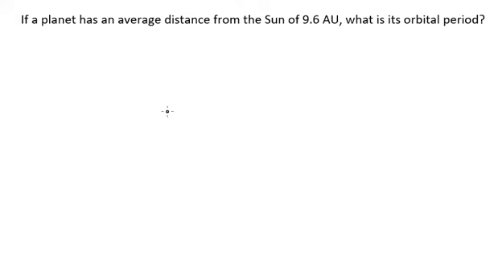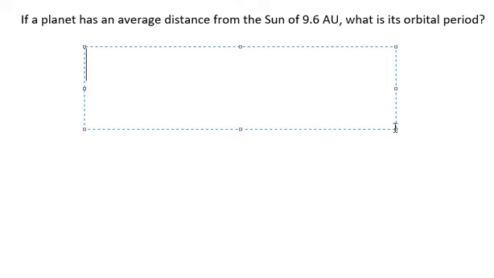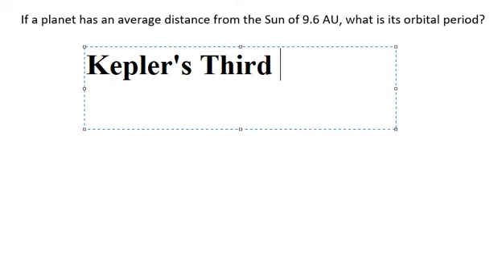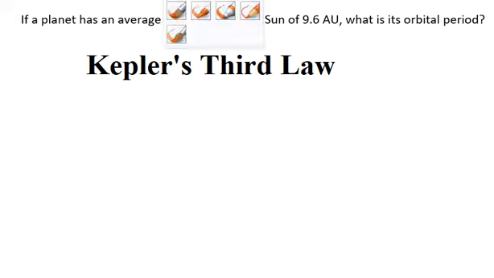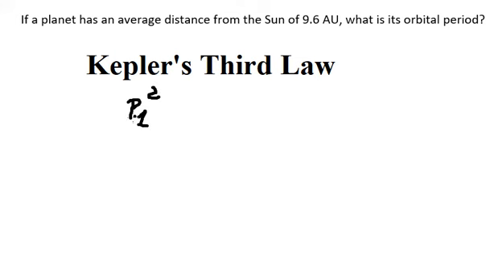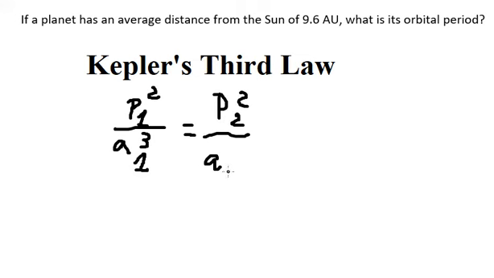The topic today is about Kepler. So now I want to show you how to answer. We can use Kepler's third law in here. So that should be P1 squared over A1 to the power of 3 equal to P2 squared over A2 to the power of 3.